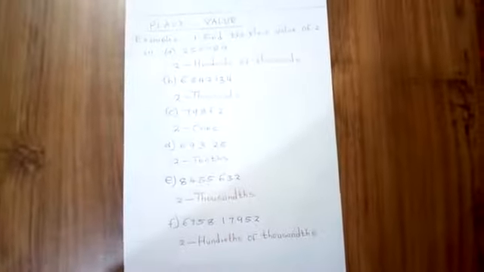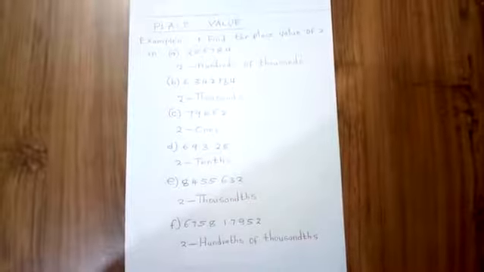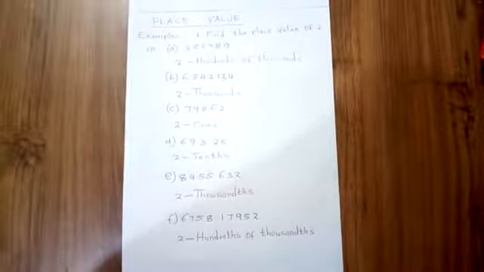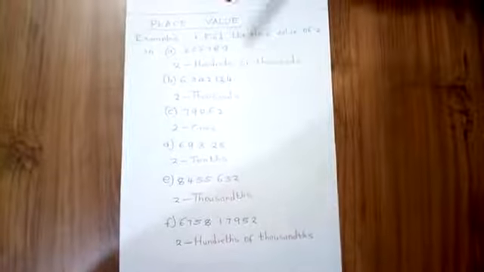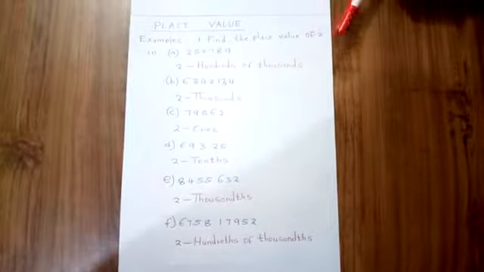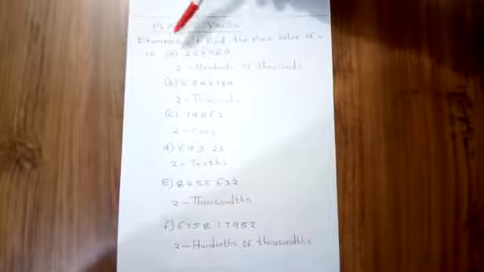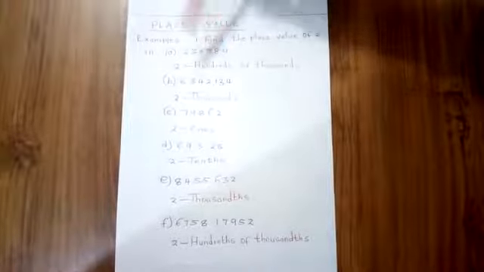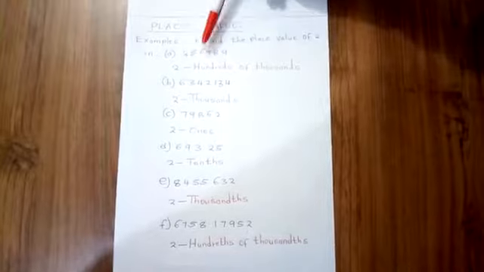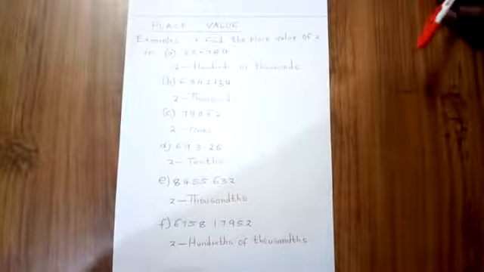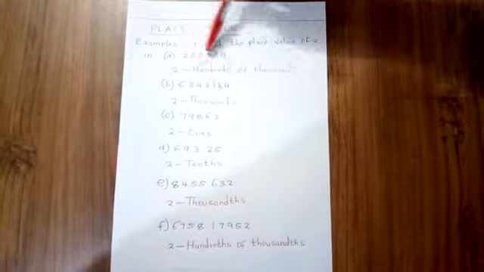Today I'm going to talk about some mathematics questions and do a quick revision. We are going to start with the place value, and I hope everyone remembers the place value of numbers. Our first example is find the place value of 2 in 256,789. So what is the place value of 2 in this number?